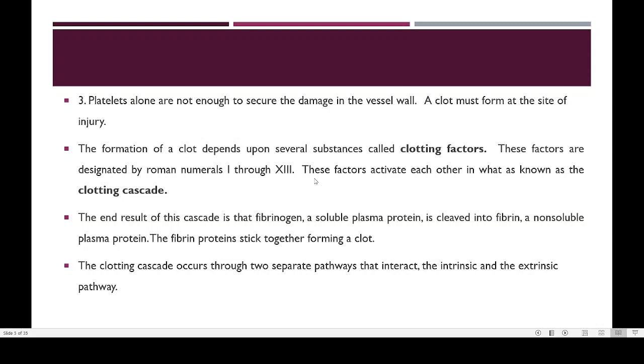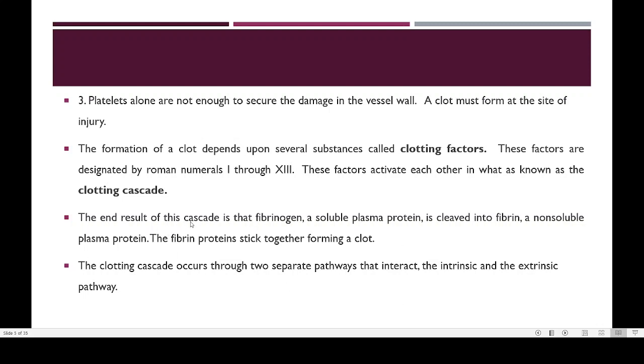Now these factors are designated by Roman numerals. Normally there are 13 clotting factors, or proteins associated with clotting. Their mechanism of action is that they normally act in a cascade manner. That is, if clotting factor 1 is activated, that will activate 2. When 2 is activated, that will activate 3. 3 will activate 4. Like that, they will be activated in a series. That mechanism is what we call the clotting cascade. Step-by-step activation or stimulation is known as the clotting cascade.